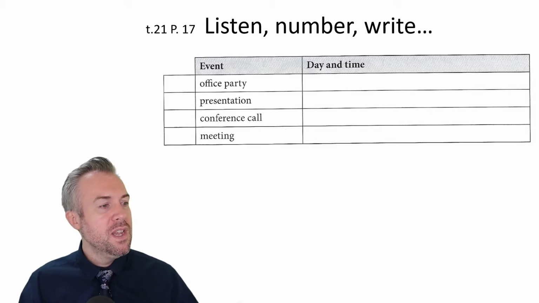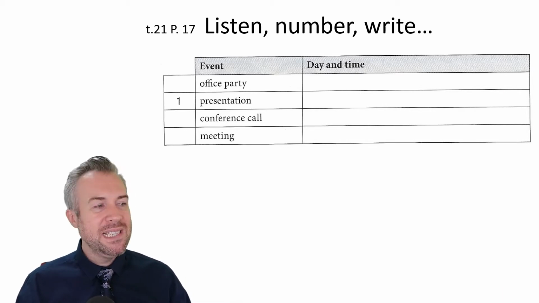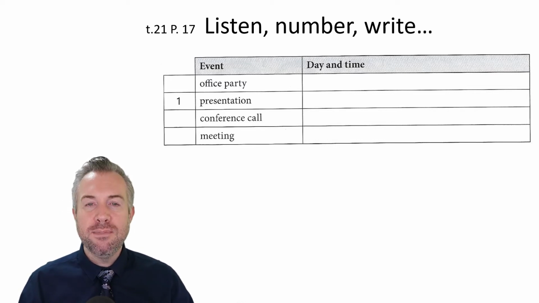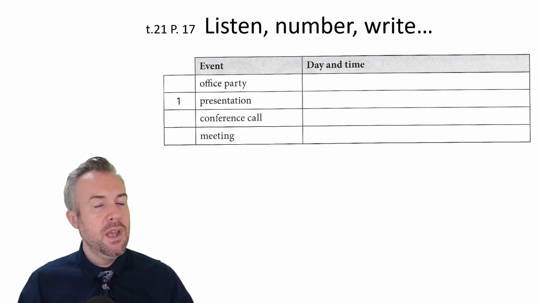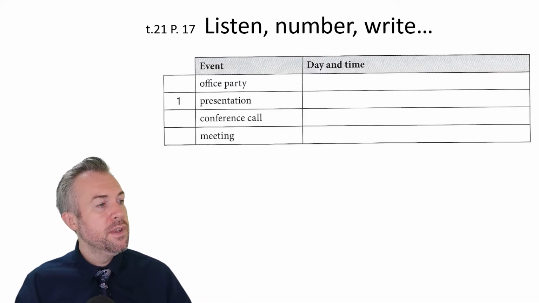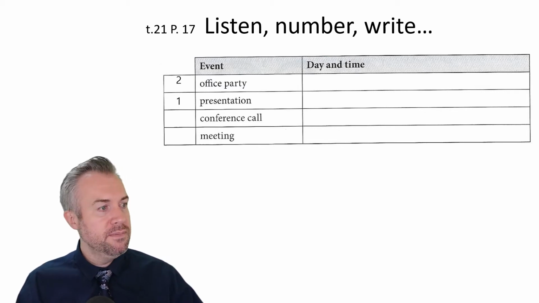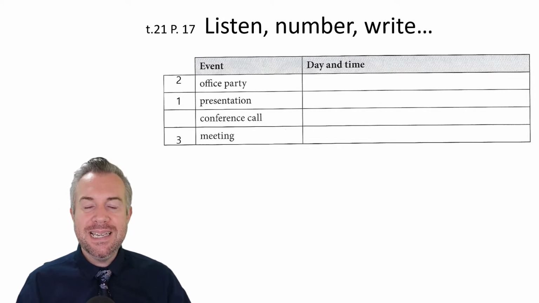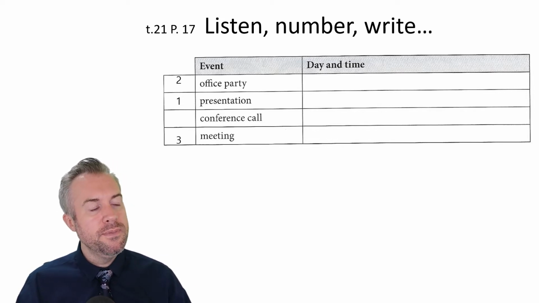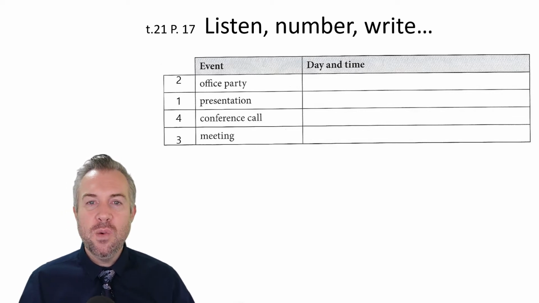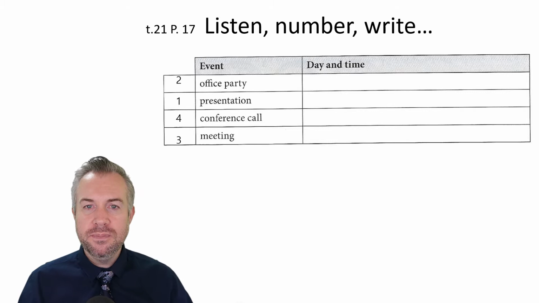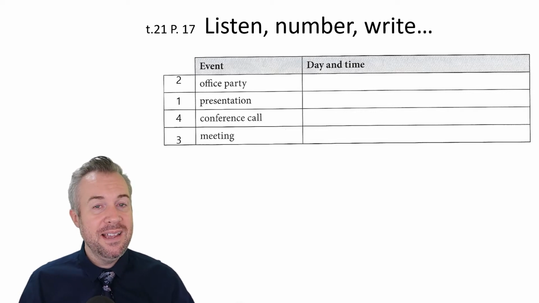Okay, very good. So number 1 is the presentation. They are discussing the presentation schedule. What is number 2? Number 2 is the office party. They are talking about the office party. What is number 3? Number 3 is the meeting. I wonder what type of meeting it is. And number 4, it is the conference call. So now we know which event we are listening to. We now need to know the day and the time.